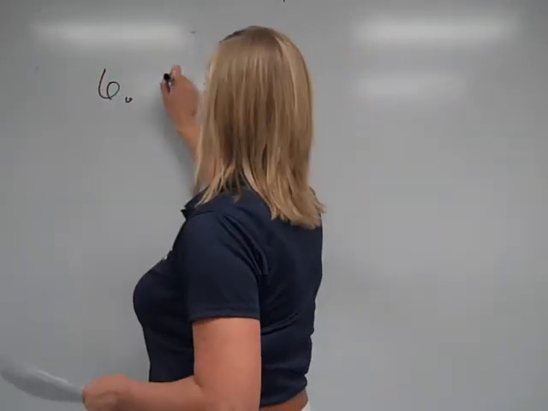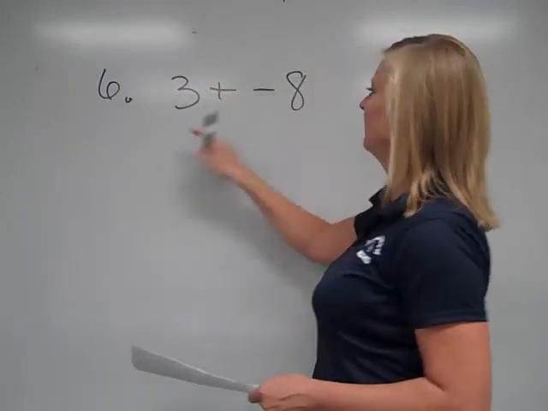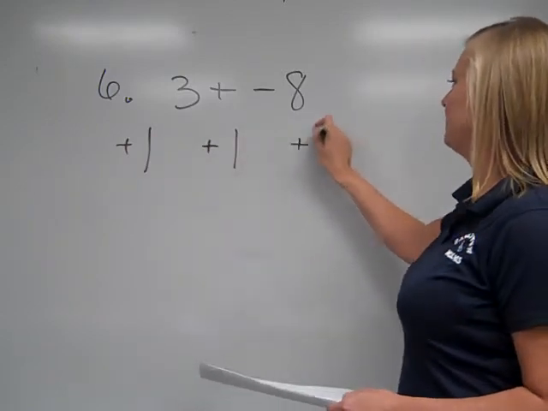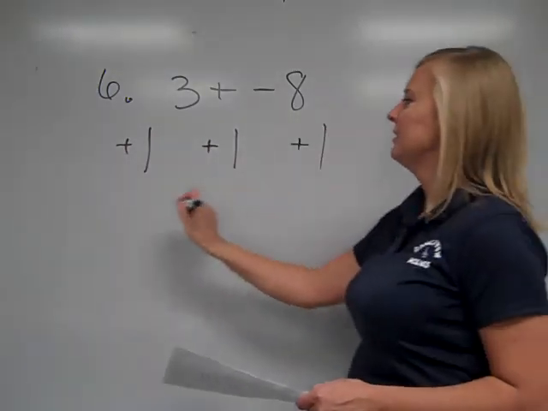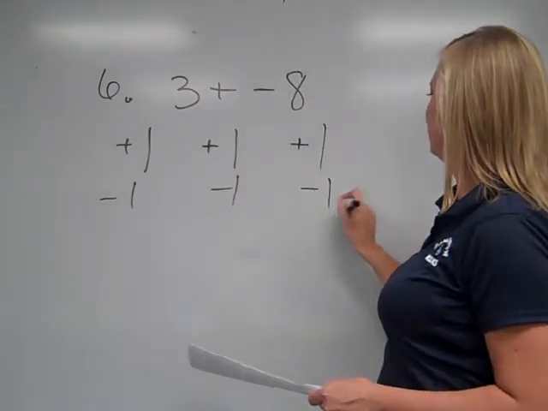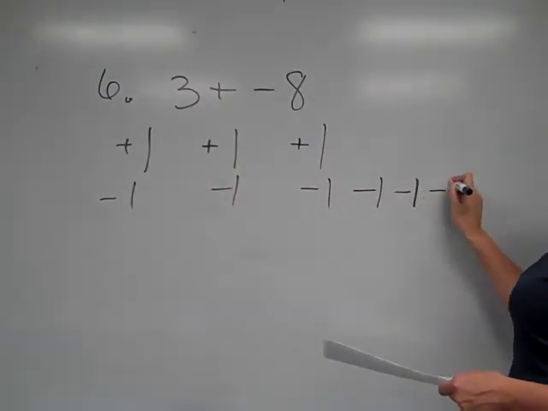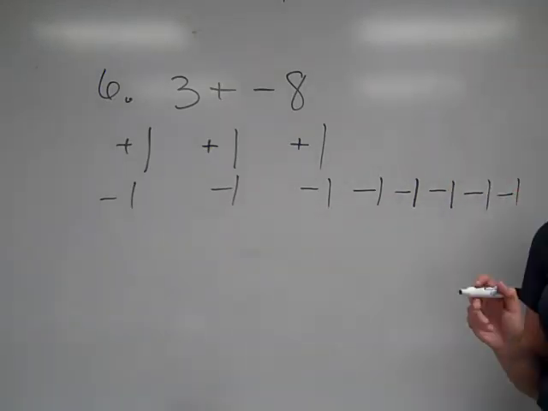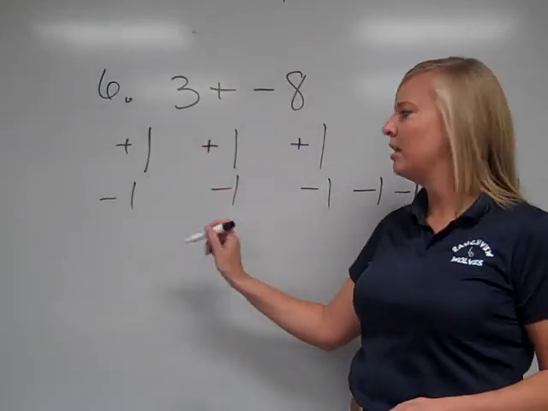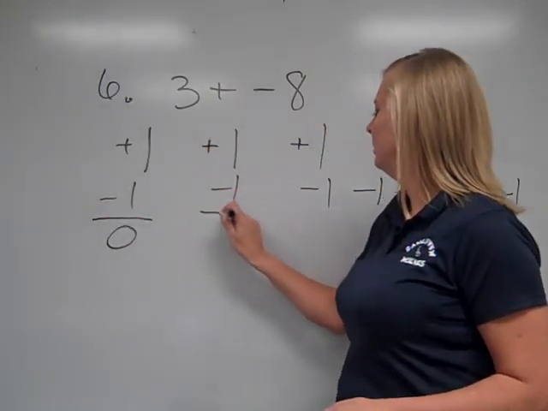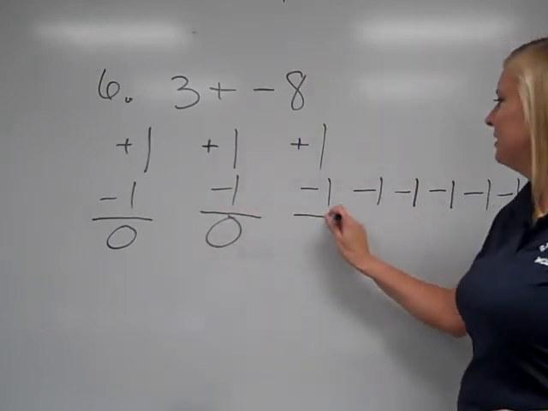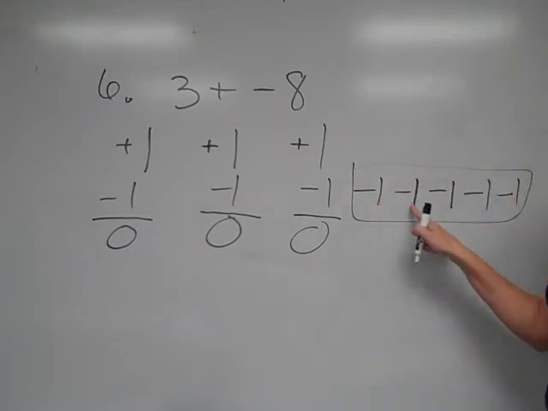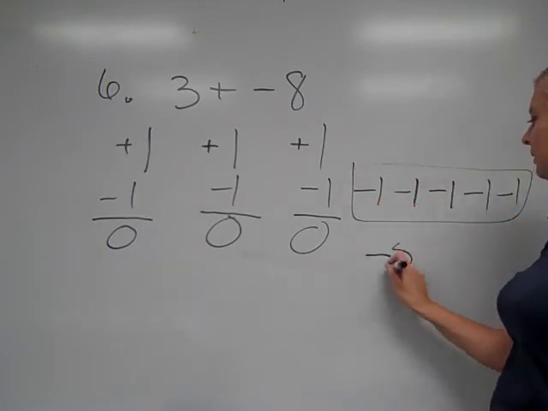Number 6. 3 plus -8. 3 is the same as +1, +1, and +1. -8 is the same as -1, -1, -1, -1, and so on: 1, 2, 3, 4, 5, 6, 7, 8. Remember that +1 and -1 add up to 0. +1 and -1 add up to 0. +1, -1 add up to 0. So you're left with 5 negatives.